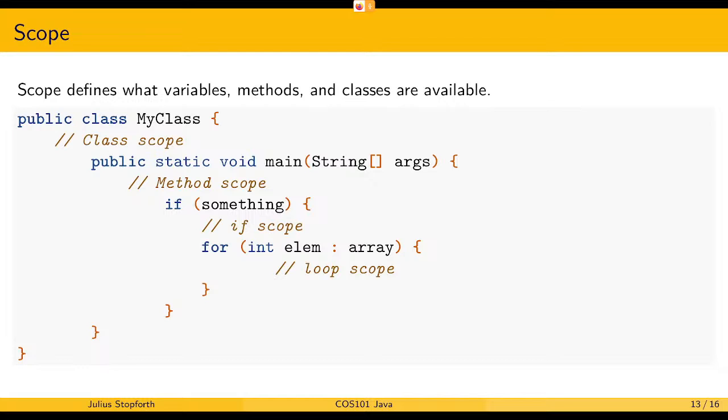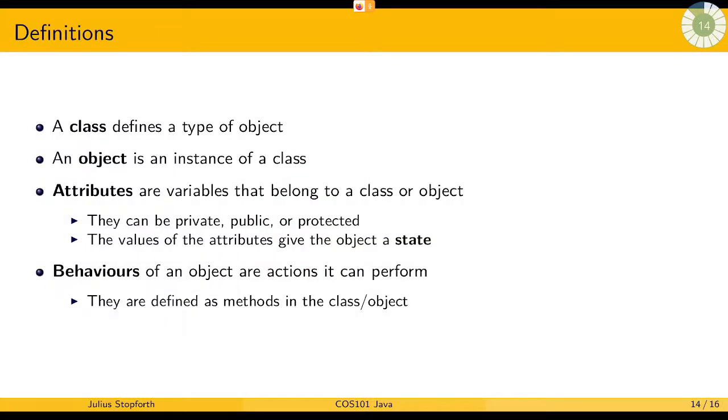So this is the idea of scope. We're just adding a new scope called the class scope, and everything that is private is only accessible in the class scope. Everything that is public is also accessible outside of the class scope. Okay, that's the main idea.